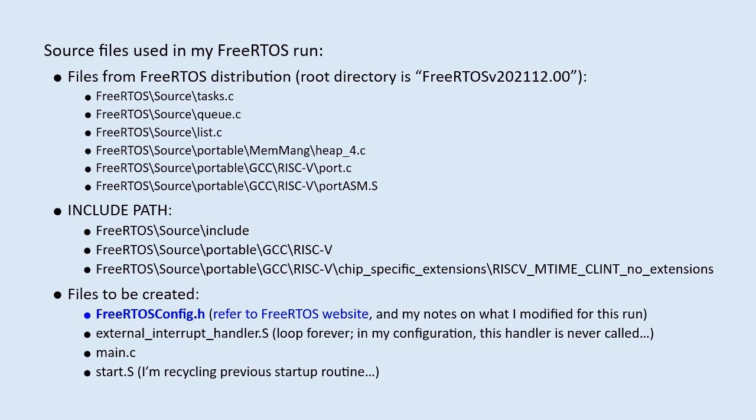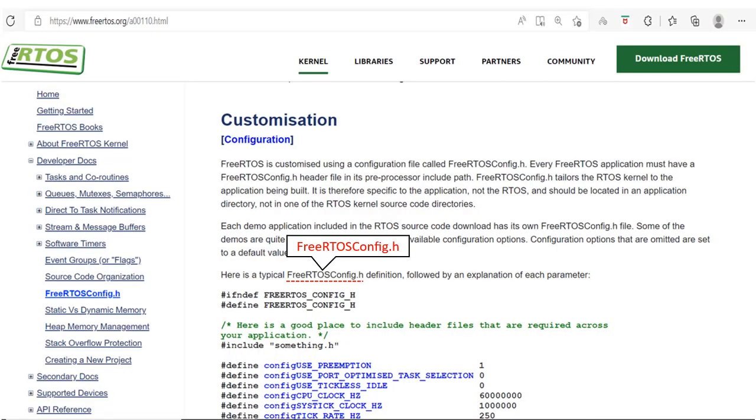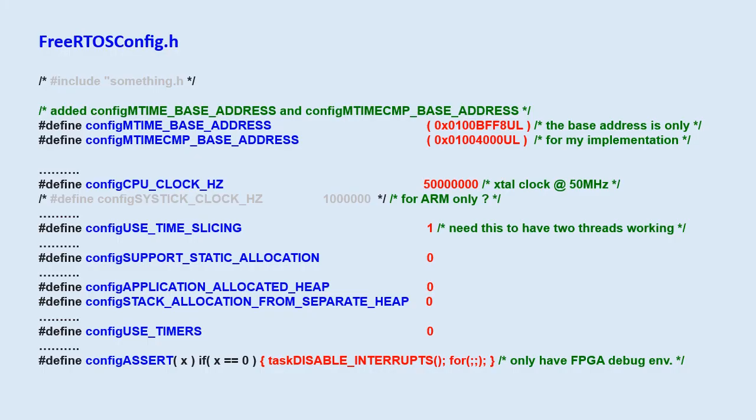I'll do some explaining on the files to be created with the idea in mind that I'll use as close to minimum modules or software as I could to get this demo going. For the FreeRTOSConfig.h file, the FreeRTOS website already has a pretty complete listing. I just copied that list and made modifications as I go. This page shows what I modified from what's on the website.